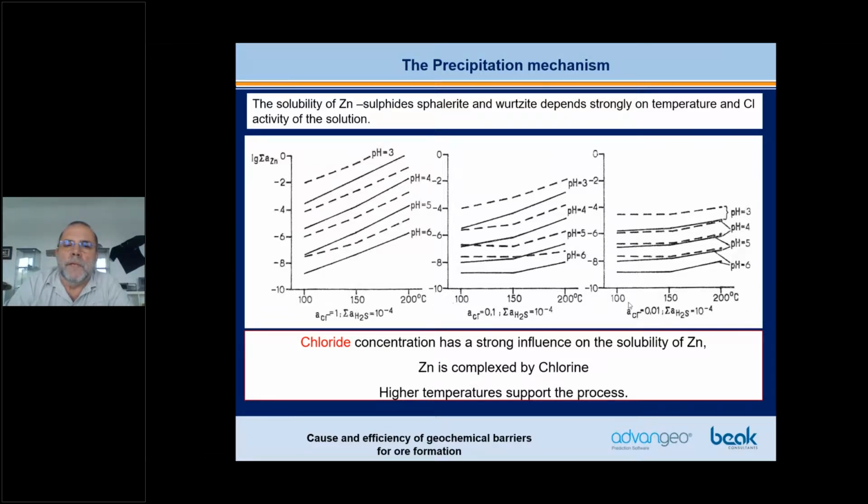And if the chlorine activity is less, here we have 1 and here 0.01, this dependency is much less, because the zinc is transported in chloride complexes. So the chlorine has a very, very strong influence on the solubility of the zinc minerals.